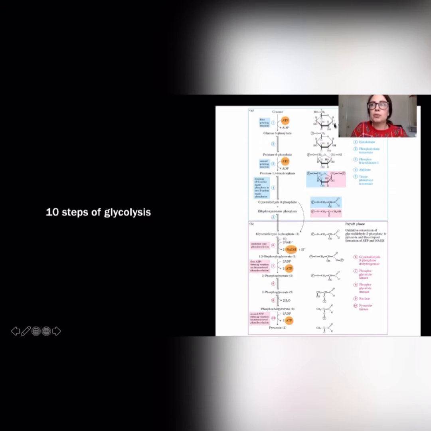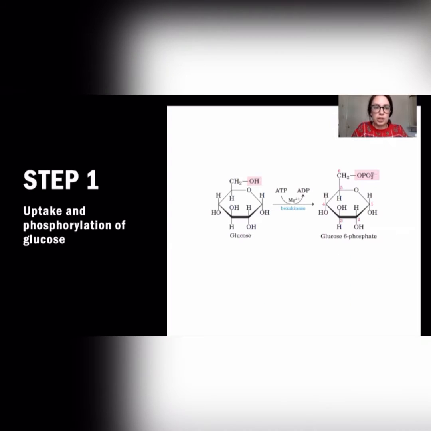the 6-carbon ring of glucose is cleaved into 2 3-carbon sugars of pyruvate and 8 ATP molecules. Pyruvate can then go on to enter the citric acid cycle and oxidative phosphorylation in the mitochondria.